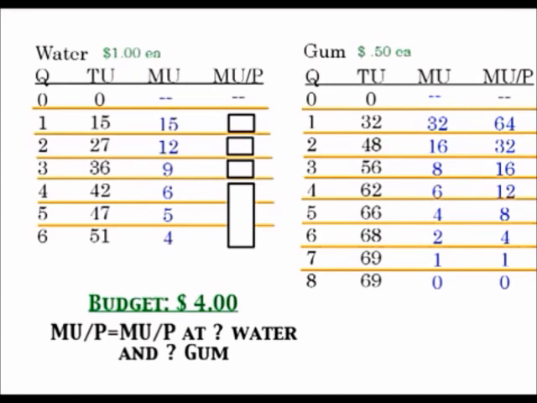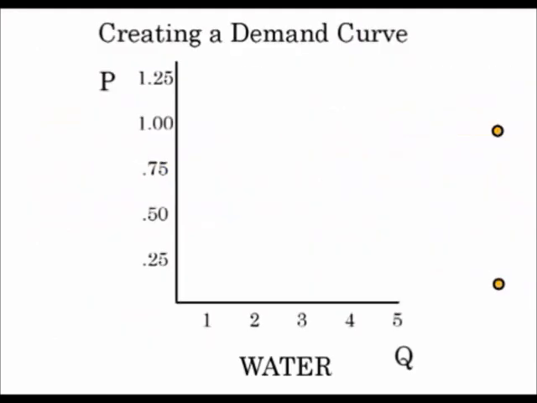The reason why I did that is because we're going to change the numbers in water. Ultimately, what we're going to try to do is assess water so that we can create a demand curve for water. Now, in the previous video, you saw that marginal utility over price equals marginal utility over price at 2 water and 4 gum. So the first thing I want to do is take that information and take a look at the demand curve for water.